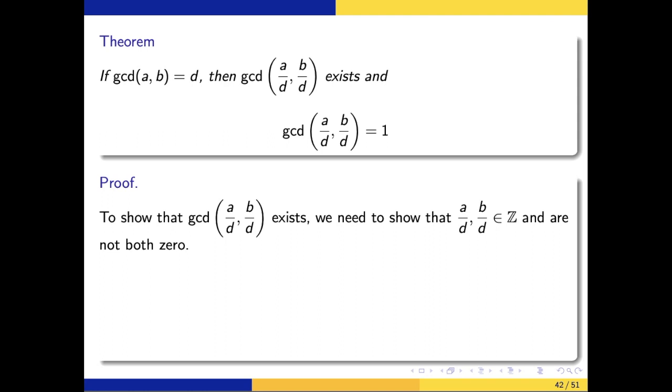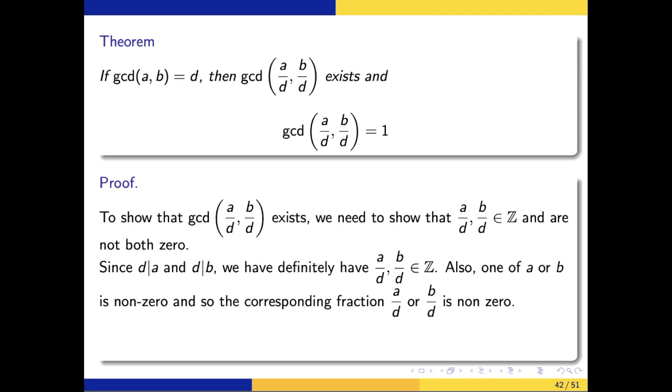To show that the GCD of a upon d and b upon d exists, we need to show that a upon d and b upon d are integers and are not both 0. Since d divides a and d divides b, we definitely have that a upon d and b upon d are integers. Also, one of a or b must be non-zero for the GCD of a and b to be defined. And so the corresponding fraction a upon d or b upon d is non-zero. This means that the GCD of a upon d, comma b upon d exists.